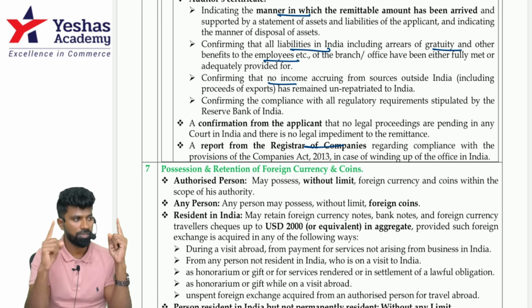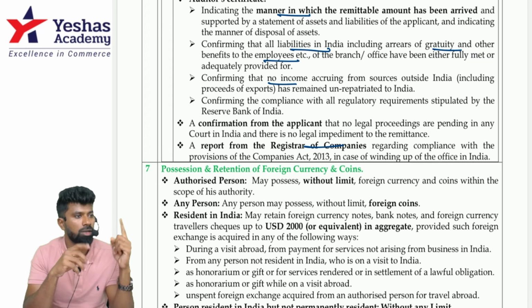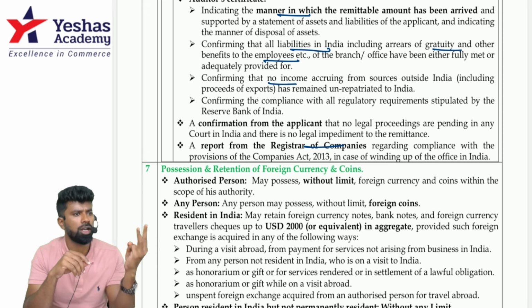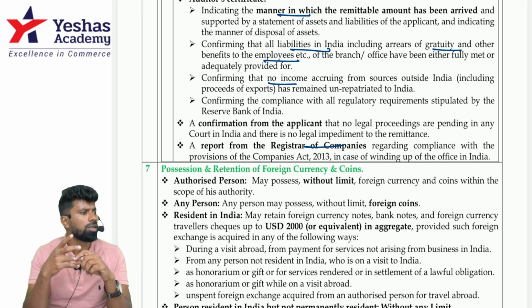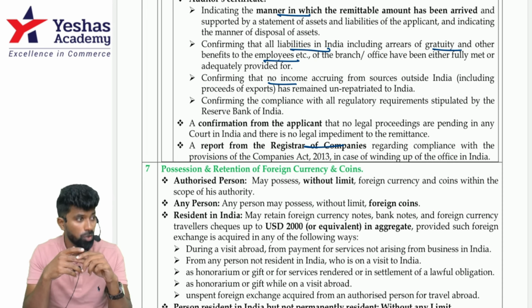Now repeat. What is the first topic I discussed? Everybody, what is the first one? Foreign exchange. Second one. Third one, person resident in India. Fourth one. Fifth one. Sixth one, regulation of foreign exchange. Seventh one. How many schedules? The next one, capital account transactions. LRS. Very good. Next one.